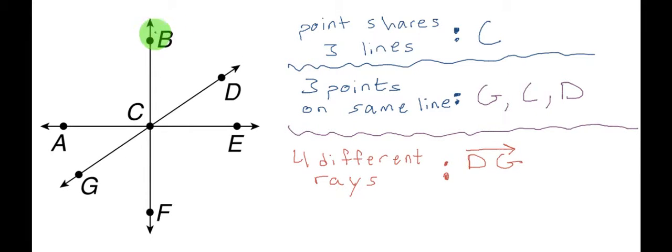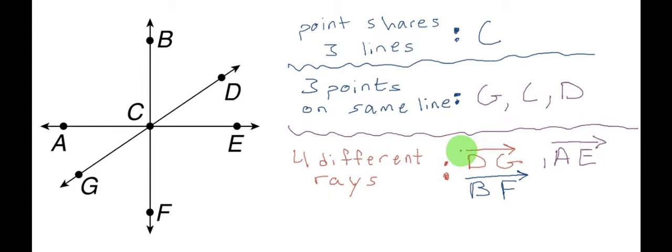Starting at B, passing through F, and placing a ray on top. All right, let's see. Starting at A, passing through E. I'll put a comma here. Starting at A, passing through E. Put my ray on top.